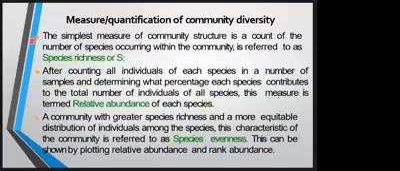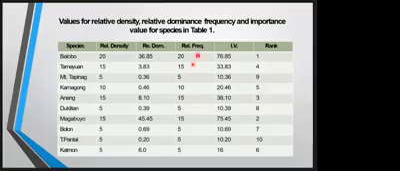So if it is not distributed evenly in one hectare, then it has no species evenness. So definitely if there is no presence of a particular species in every area, then they have low species evenness. So that's it. So values for relative density, relative abundance, frequency, and importance value per species are in table 1.